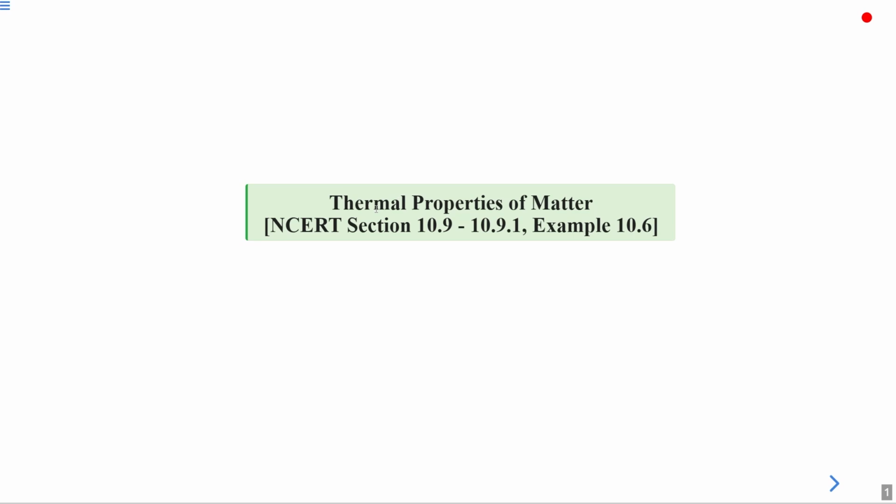Hello students, in today's lecture we are going to learn about thermal properties of matter. NCERT section 10.9 to 10.9.1 and example 10.6.